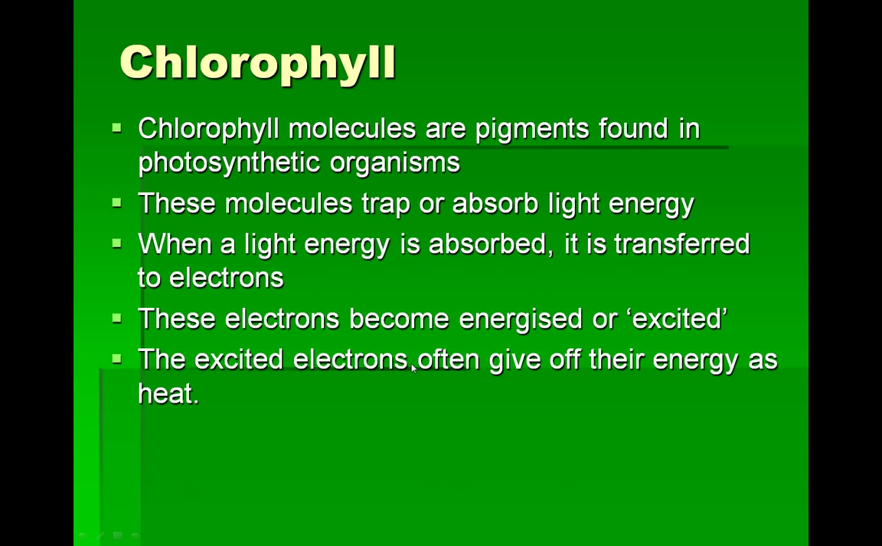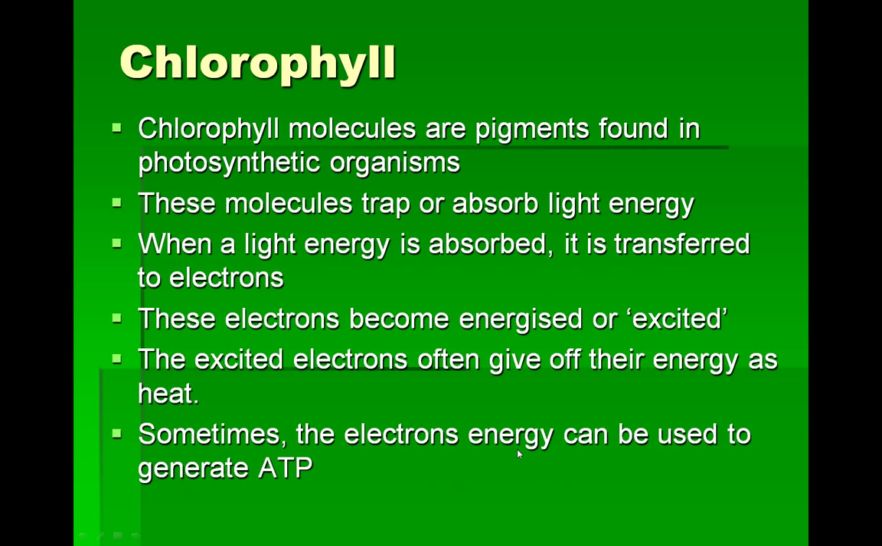Most of the time, to be honest, when light particles or photons, when light energy is absorbed by chlorophyll molecules, nothing much happens. The energy is just dissipated as heat, and no photosynthetic event happens. But occasionally, electrons are energized and can then be used. That energy in the electrons can be used to generate ATP.